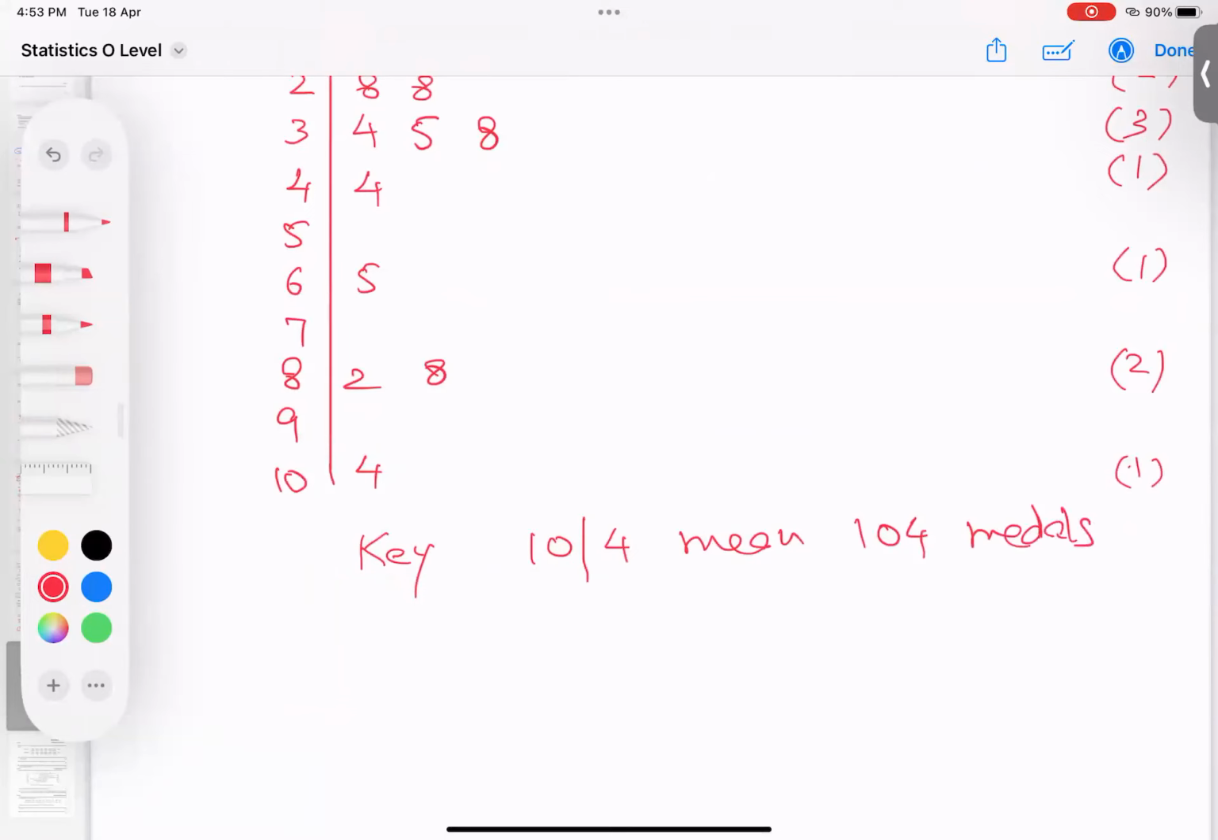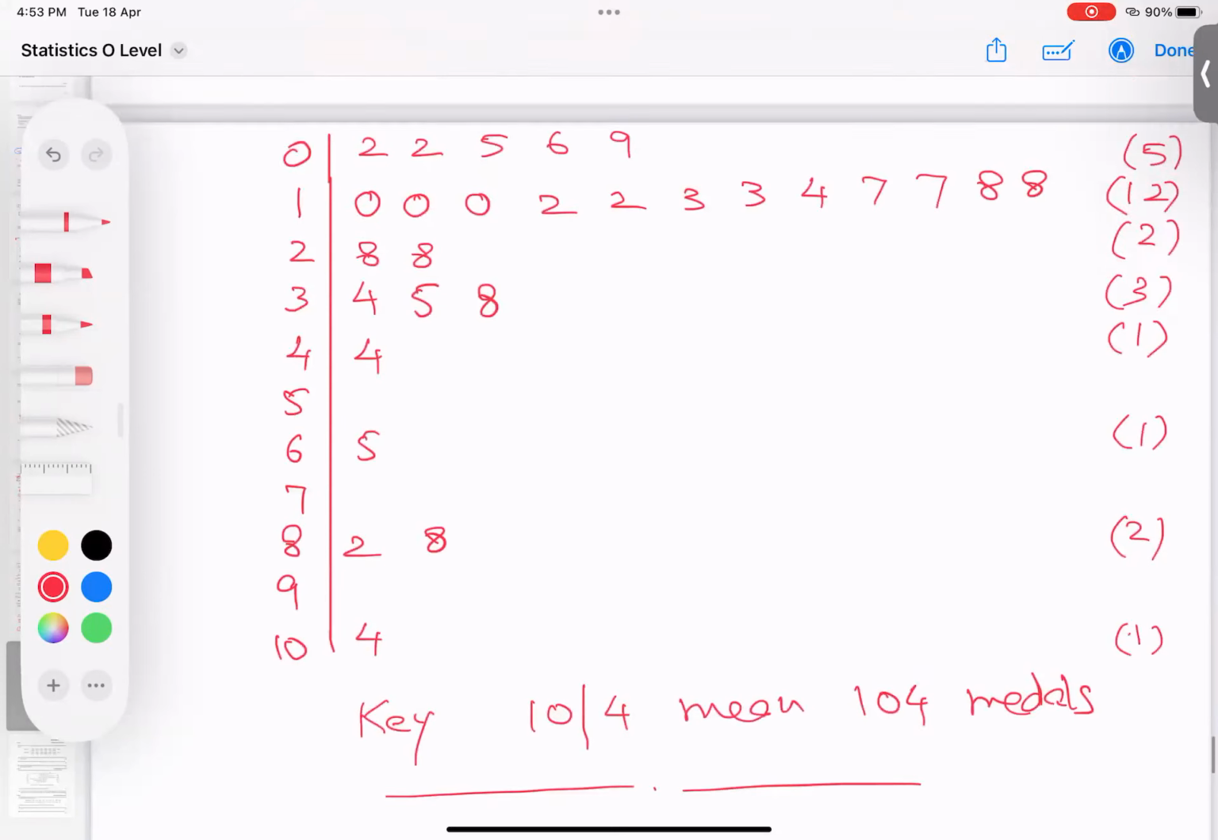I repeat again, and the box whisker is completely over till here. You can have one question, sir. We can take bound to the end only? No, you can take any number. For example, this 3 and this 8. You can say 3 slash 8 means what? It means 38 medals. I believe you got the point.